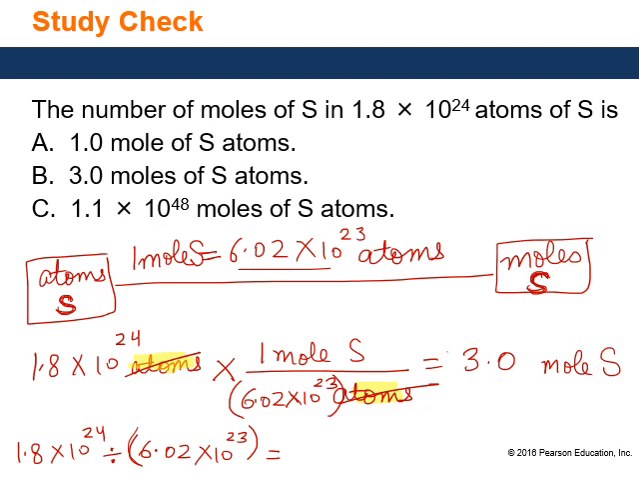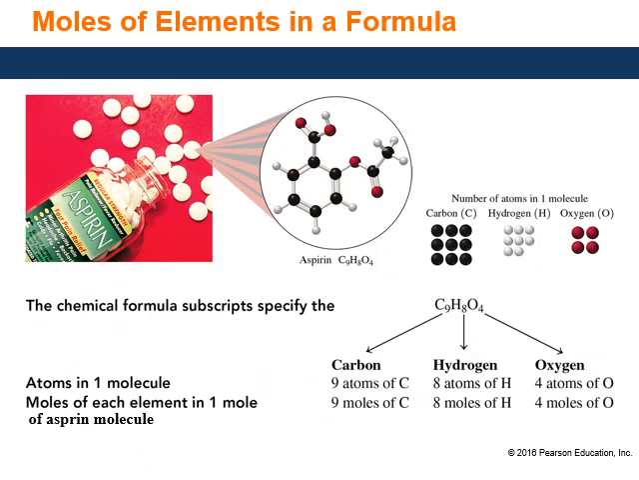3.0 moles of sulfur. My starting number has 2 sig figs, so my final answer should have 2 sig figs because this is multiplication. Okay, moving on.